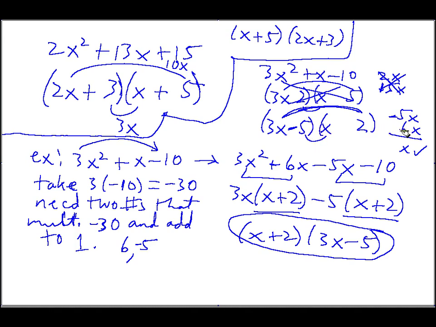Now I need the 6x to be positive. So where's my 6x? Here it is, right here. All right. 3x times 2 is what? 6x right here. So therefore, let's make that positive. So there's my solution. 3x minus 5 times x plus 2, which is the same answer we got down here. So again, trial and error and AC method. Take your pick, but I want you to practice with both techniques on the homework. Let's try another one.